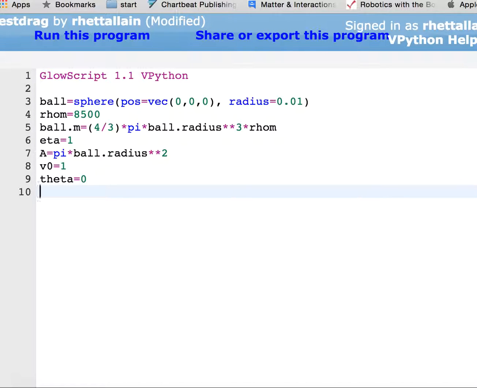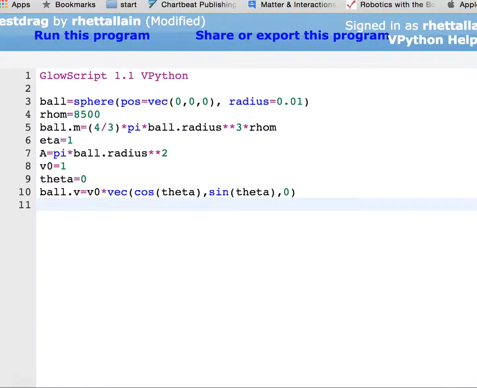So now I can put the initial velocity of the ball as a vector. Now you notice here that I'm doing ball dot v instead of just v. When I make an object like a ball up here, and then I want to give it properties, it's easier to keep track of all the different properties by attaching those properties to the ball. It makes it easier to keep track of everything later. So this is going to be just v0 times the vector cosine theta, sine theta, 0. That's more than we need, but I'm using vectors, so we can do something else with this later.